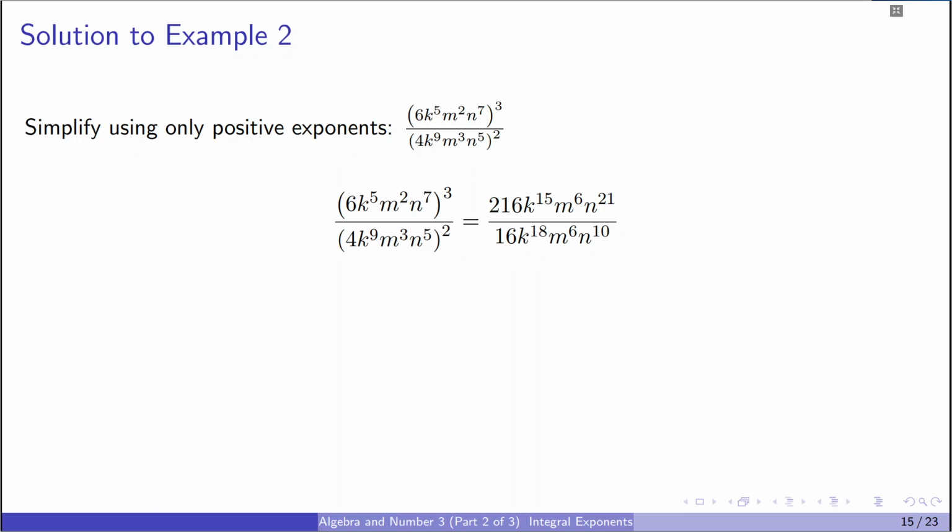Now, our whole numbers are greater on top than the bottom. So if they don't simplify to a fraction, the top is preferred. M to the 6 is equal. K to the 18 is greater. N to the 21 is greater. So 216 divided by 16 is 27. Our k ends up with a negative 3. 27 over 2. M to the 0, n to the 11. So that negative k comes to the denominator. m to the 0 is 1, we drop it, and then we have n to the 11.